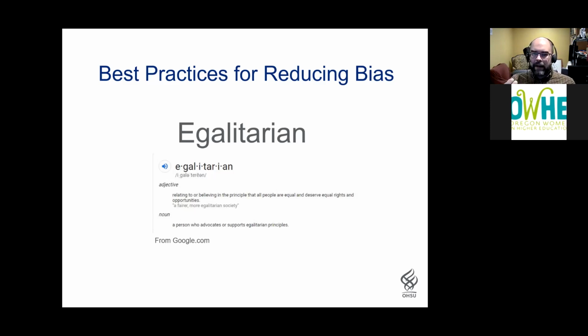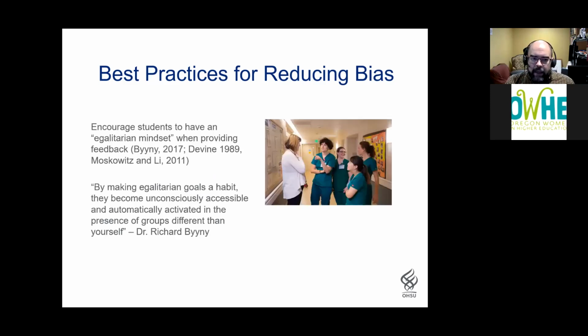And so I personally think egalitarianism takes that idea and is like the anti-unconscious bias. It's like the good bias, if you will, that pops into place and says, hey, don't be thinking those nasty things about those people. Try and see it from their perspective, to understand where they're coming from, and the like. And so I'm probably going to mispronounce his name, so my apologies to Dr. Beanie, but he writes, by making egalitarian goals a habit, they become unconsciously accessible and automatically activated in the presence of groups different from yourself.